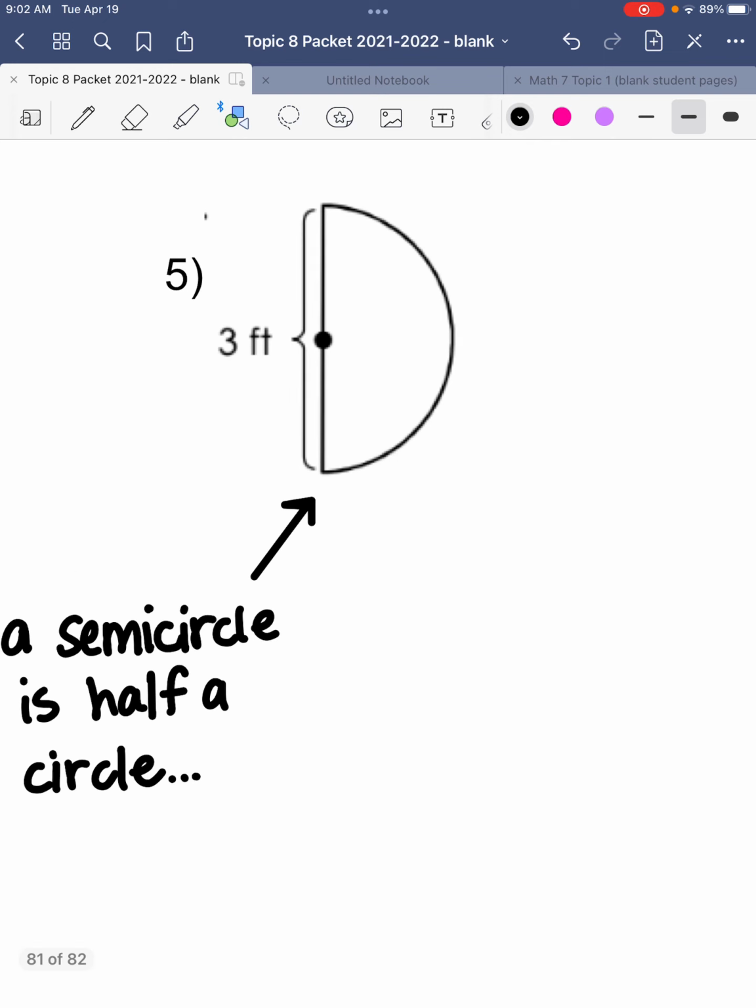So first of all, what I notice in number 5 is I've been given this distance here. Well, that's my diameter. So if my diameter is 3, what is my radius? Well, my radius is half of that, so my radius is 1.5. 3 divided by 2 is 1.5. Okay, now that radius is important because that's what I'm going to use in my formula.